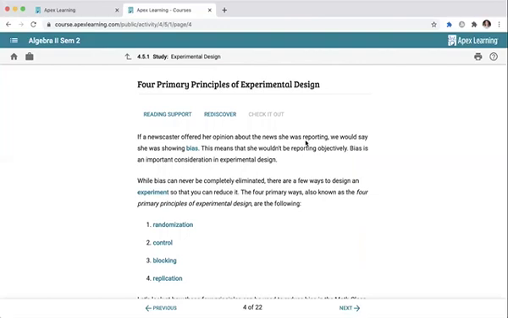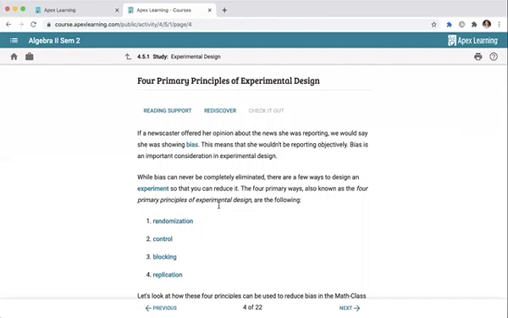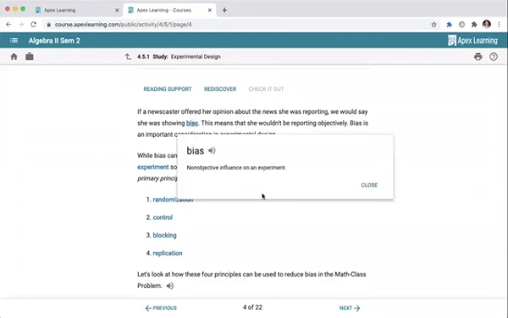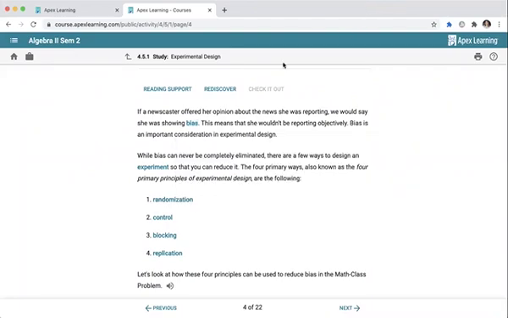All right. And so there are a lot of different principles that we need to understand when we're designing an experiment, okay? And one of the first ones there is this thing called bias, all right? So bias means non-objective influence on an experiment, all right? Bias is where, again, you're kind of influencing the experiment, right? You have a bias towards something, all right?